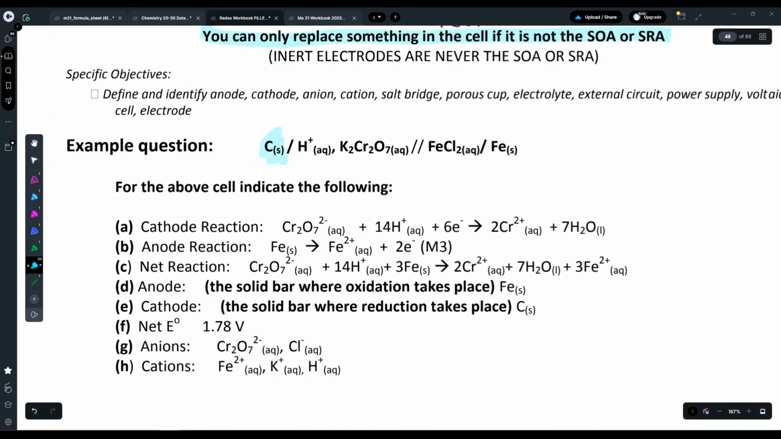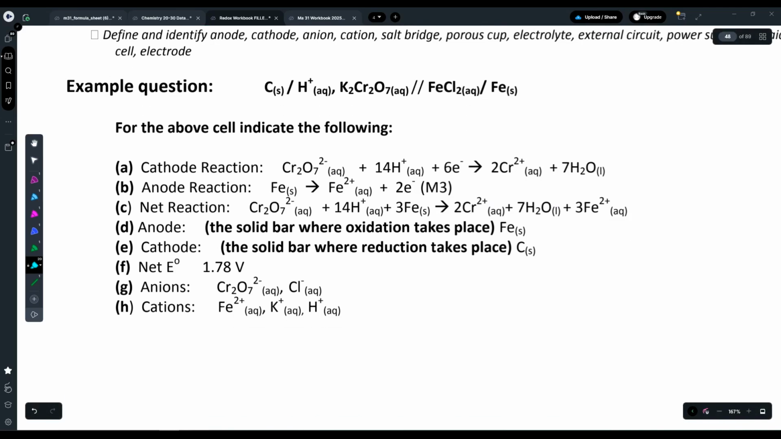So here's our inert electrode. Okay, so our carbon solid electrode, we don't know if it's a cathode or an anode, but it's in a solution with hydrogen ions, and it looks like potassium dichromate. Then we have iron 2 chloride for a solution that our iron electrode is in. Okay, so we're given our cathode reaction here. So that belongs to the SOA. The anode reaction, we've already been given this.